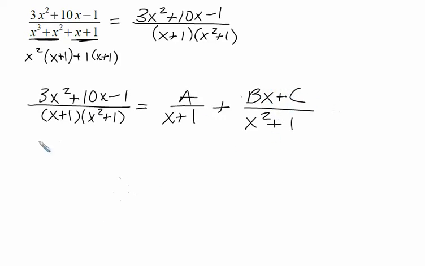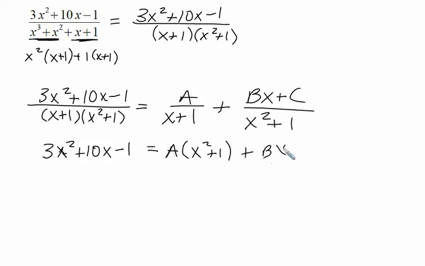And then we multiply through by our denominator, get rid of it, and we're going to see what we're left with here. So 3x squared plus 10x minus 1 equals a times x squared plus 1 plus bx plus c times x plus 1. Again, we're solving for a, b, and c. First thing that I see that it would be nice is to plug in x equals negative 1.